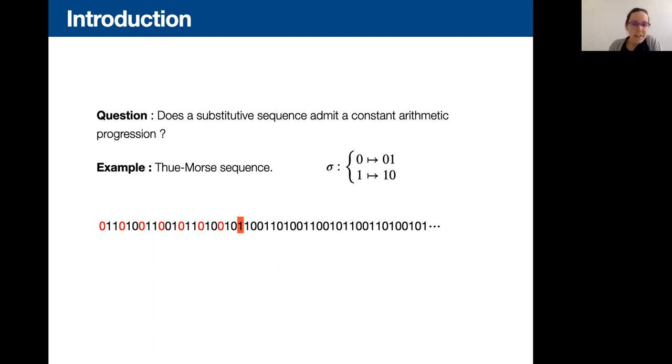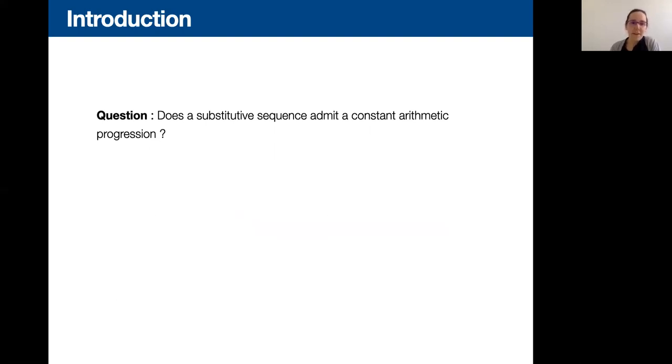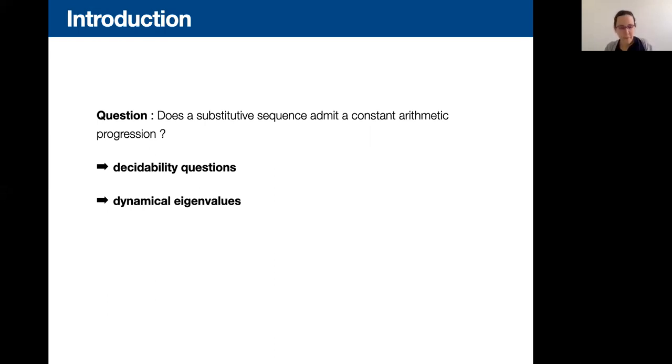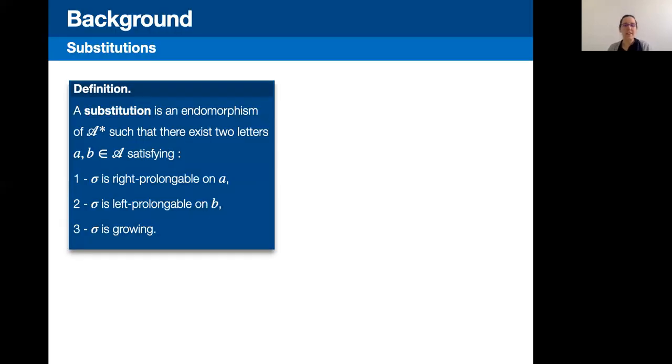So the question is to decide whether such a sequence has a constant arithmetic progression. We want to answer decidability questions, and we want an algorithm that checks if such a progression exists. We will see that this question is closely related to the dynamical eigenvalues associated to the system defined by the substitution. So this was a very short introduction. We will now introduce the necessary definitions.